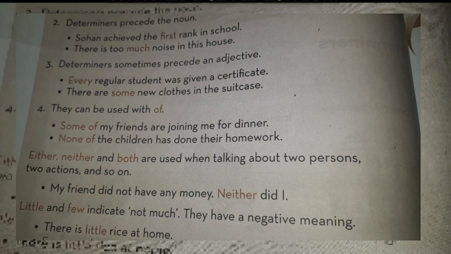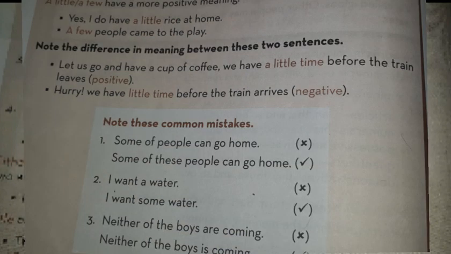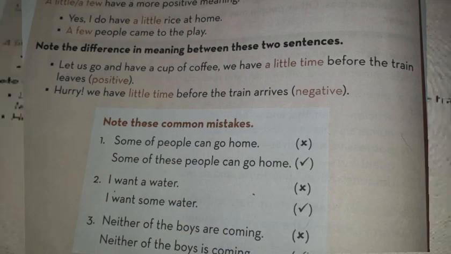Now, little and few indicate not much. When we are saying little, few, which means not much, it has a negative meaning. There is little rice at home, which means we have very little rice at home, or we have no rice. Like this we can say. Few people came to watch the play. So few people means very few people came to watch the play.